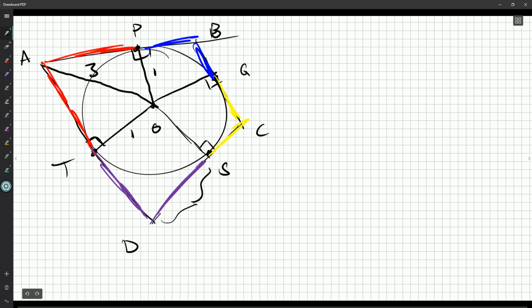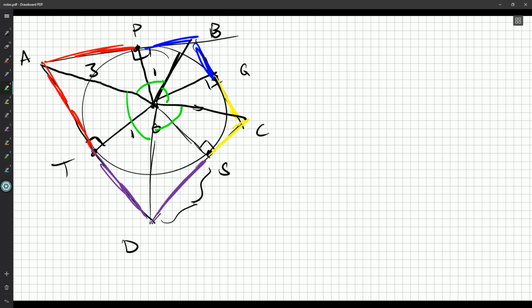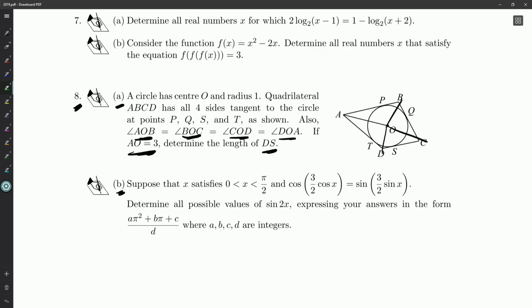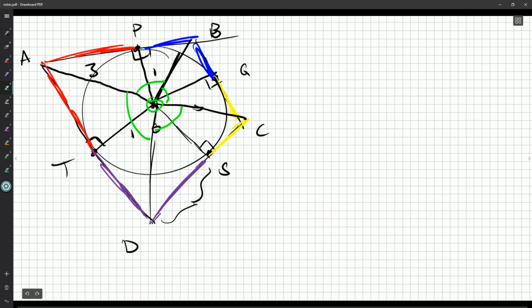And we know AOB. So this full angle here is the same as this full angle here. I'm going to have to color code these. So this angle is the same as this angle is the same as this angle is the same as this angle. So then they're all 90. Unless I'm misreading this, they're all the same. COD, DOA, yeah, they're all the same angle, and since they go fully around a circle, they must be 360.